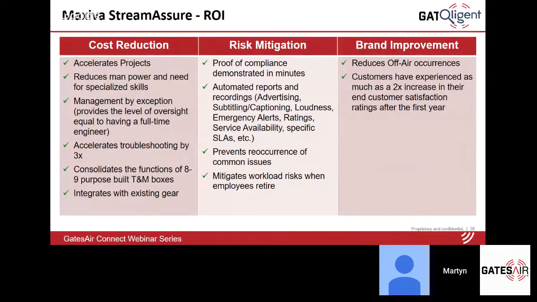Return on investment is very important to every broadcaster, I'm sure. Cost reduction is something I think StreamAssure would help. It certainly can accelerate projects. It can reduce manpower because it's doing the work of many things in many different places at the same time. Management by exception is noted here. It can accelerate troubleshooting by a factor of, we believe, up to 3 times, because you can more easily see where problems are occurring, if they occur, and where they occur.